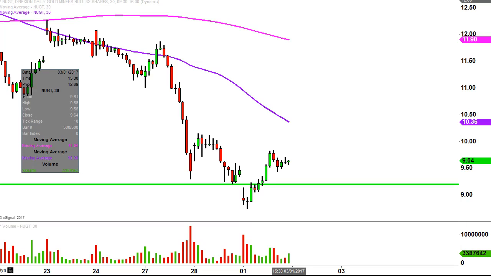So no doubt about it, very nice move today, good bounce. Now it's just a question of, can the bulls build upon this bounce?